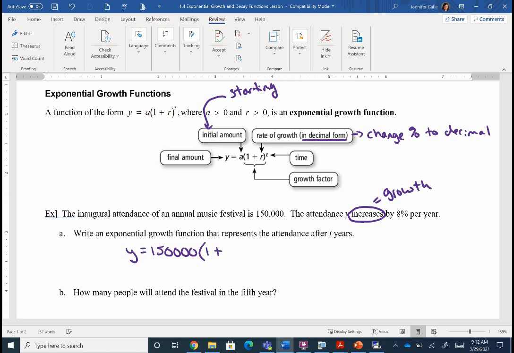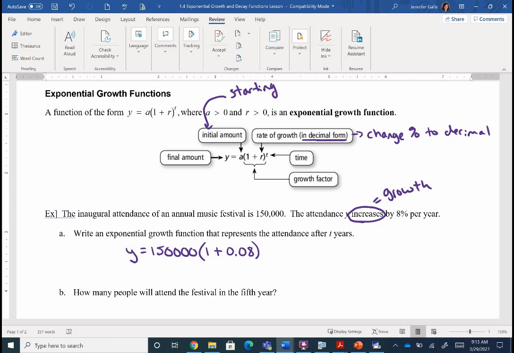1 plus our rate is our rate of growth in decimal form. So remember, to change that to a decimal, guys, we just take our decimal point and slide it 2 places to the left. So 8% becomes 0.08, not just 0.8, 0.08. If it grew by 80% each year, holy cow, this festival would be crazy out of control. You'd have the whole world there pretty soon.